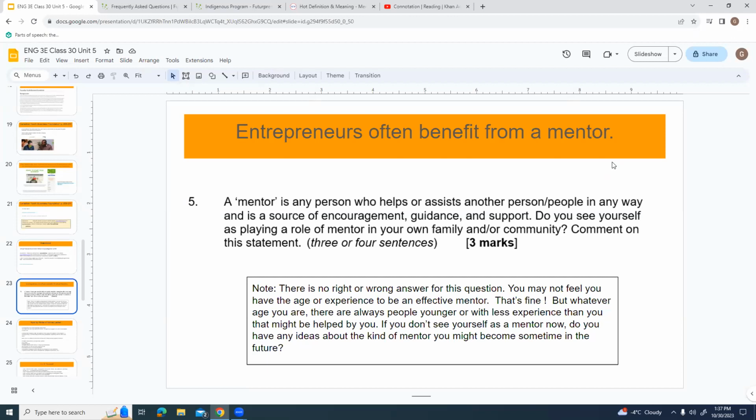If you don't see yourself as a mentor now, then do you have any ideas about the kind of mentor you might become sometime in the future? And I know that might be a difficult thought. Sometimes it's hard to see how much we have to offer to other people and how much our support and our guidance might help another person. But you would be surprised how often other people could use a little bit of encouragement, a little word of wisdom to point the right way. And even if you may not think, oh, I'm not sure if I have that right now, maybe a few years down the road, you will have that.